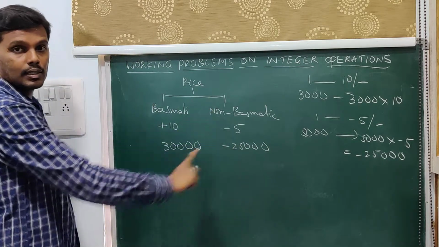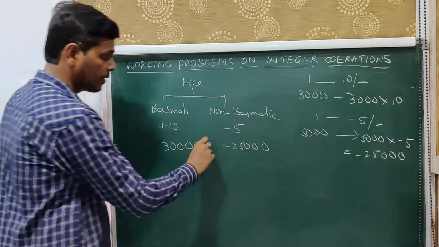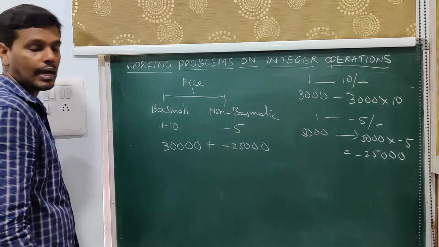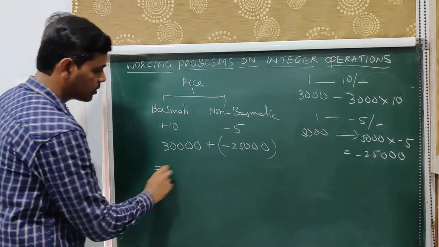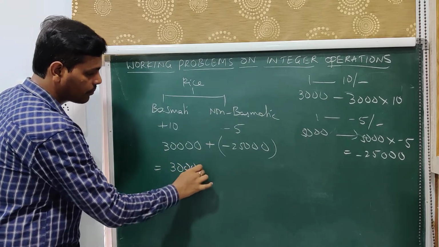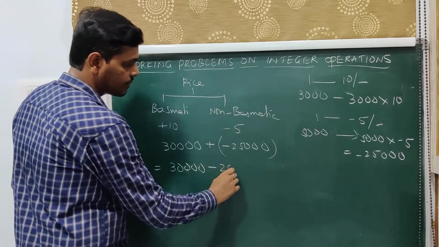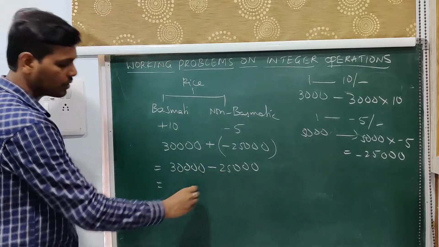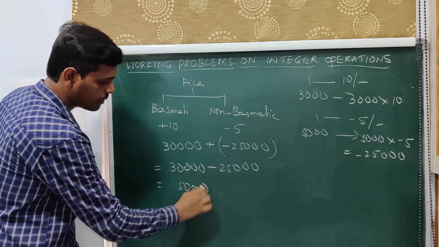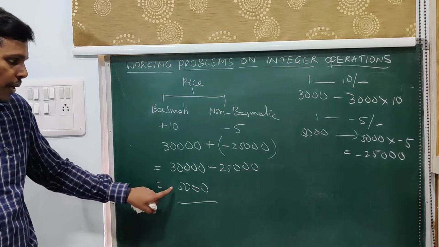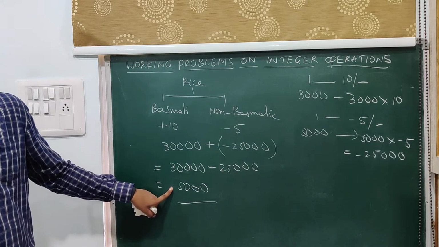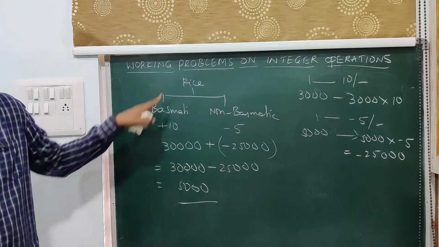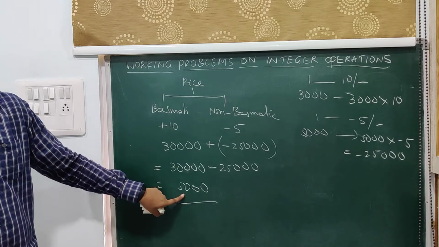Now I am trying to calculate the total amount that he is getting. Since I mentioned total, I will add. So this is 30,000 plus minus 25,000. How much is this? 30,000 minus 25,000 is 5,000. So here it is plus 5,000. Plus indicates profit. Therefore in the whole transaction he is getting a profit of 5,000 rupees.